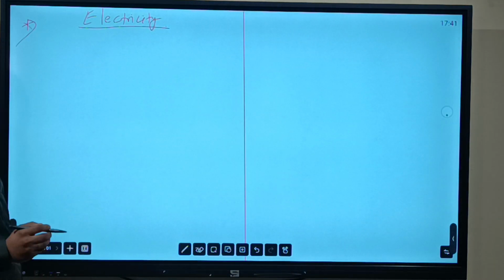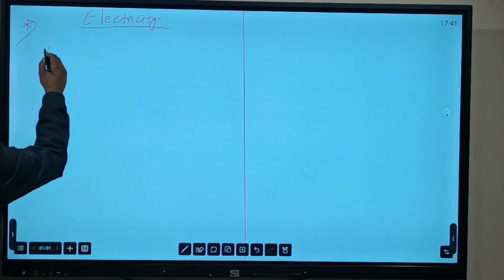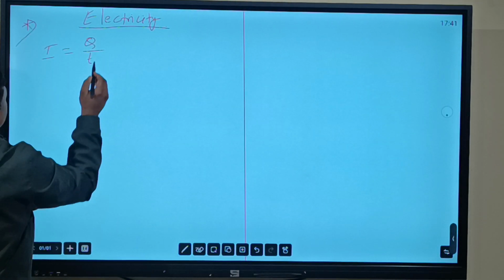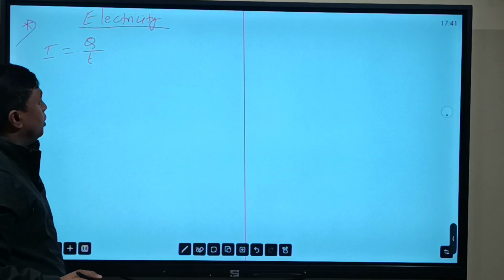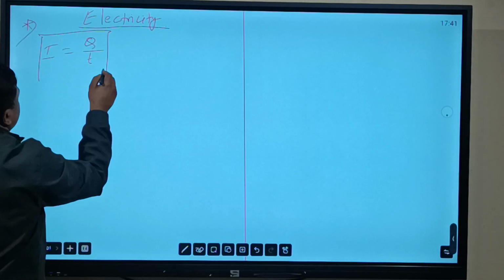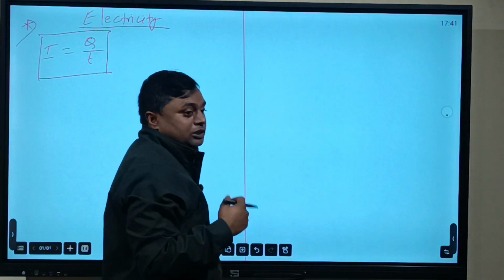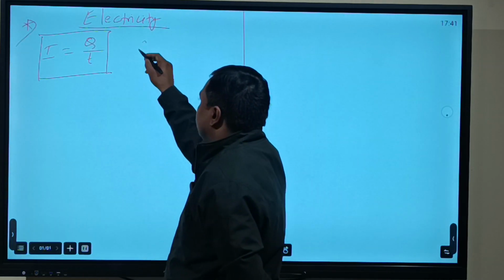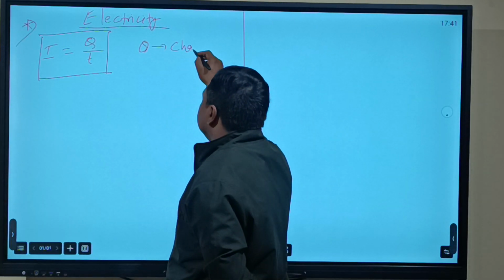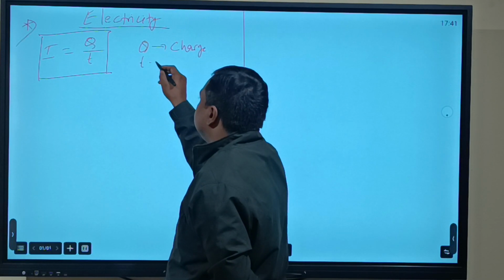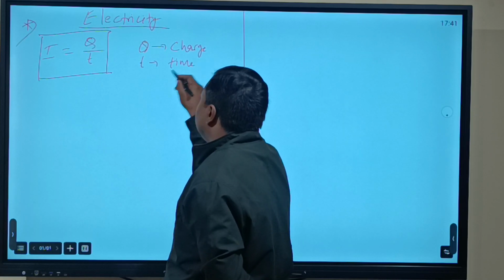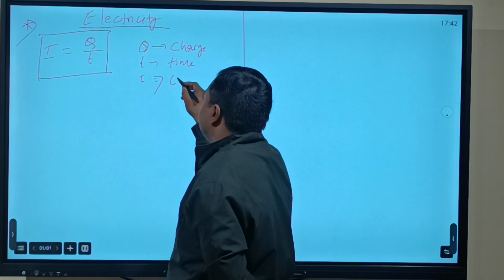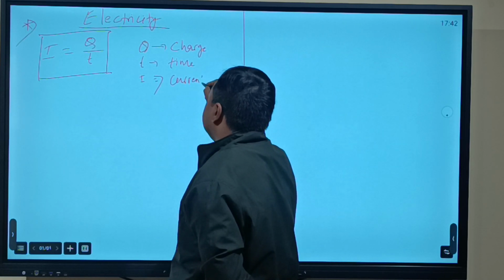First concept is what? Current. When we talk about current, I is equal to what? Q by T. Okay, so current is nothing but the rate of flow of charge, or charge flowing per unit time, is called as current. Here Q is what? Charge, T is what? Time, and I is what? Current. Yes or no? Current or electricity.